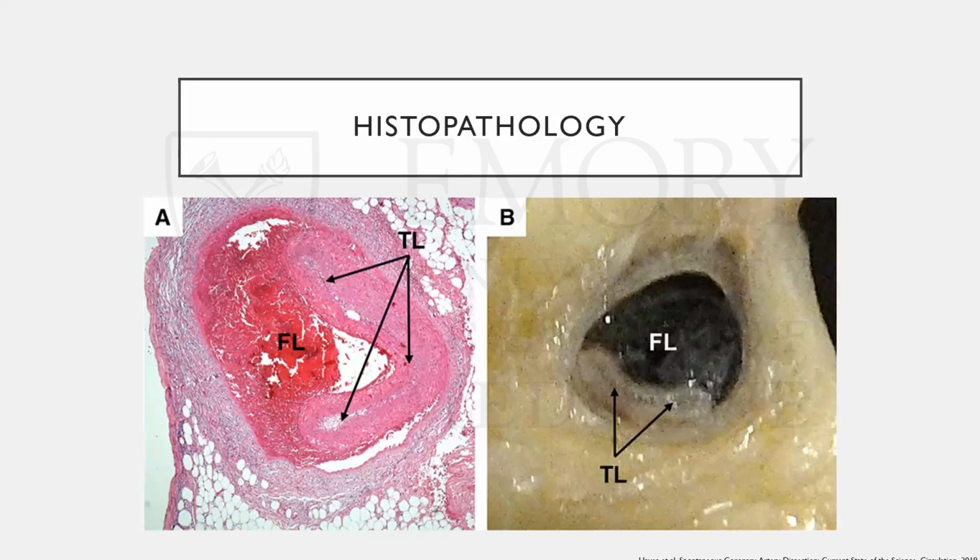So image A is a histological image of SCAD. And image B shows a pathological sample of SCAD. Both show compression of the true lumen, as depicted by TL, by the hematoma within the false lumen as depicted by FL.